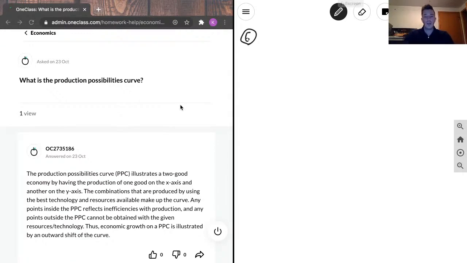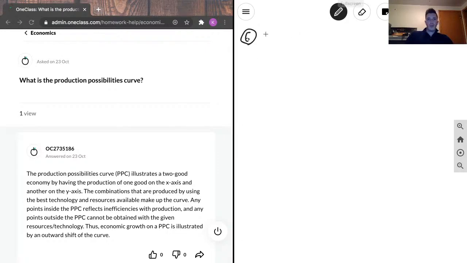Janine The Tutor has written that the production possibilities curve illustrates a two-good economy by having the production of one good on the x-axis and another on the y-axis. The combinations that are produced by using the best technology and resources available make up the curve. Any points inside the PPC reflect inefficiencies with production, and any point outside the PPC cannot be obtained with the given resources and technology. Thus, economic growth on a PPC is illustrated by an outward shift of the curve.